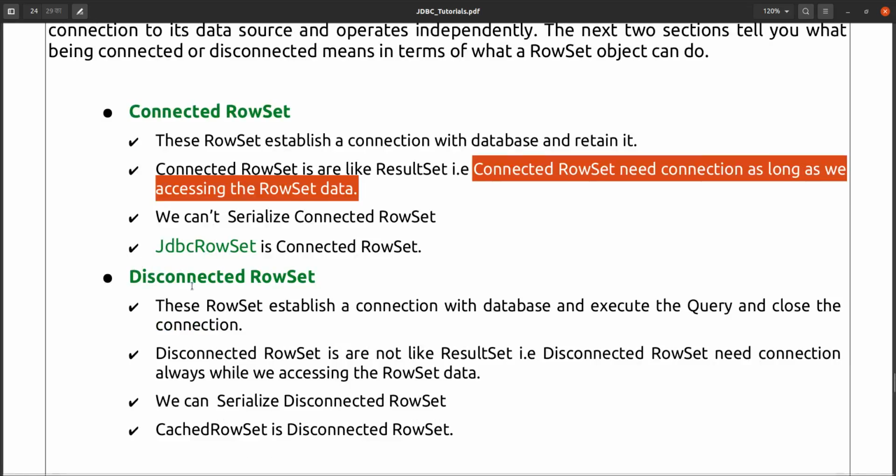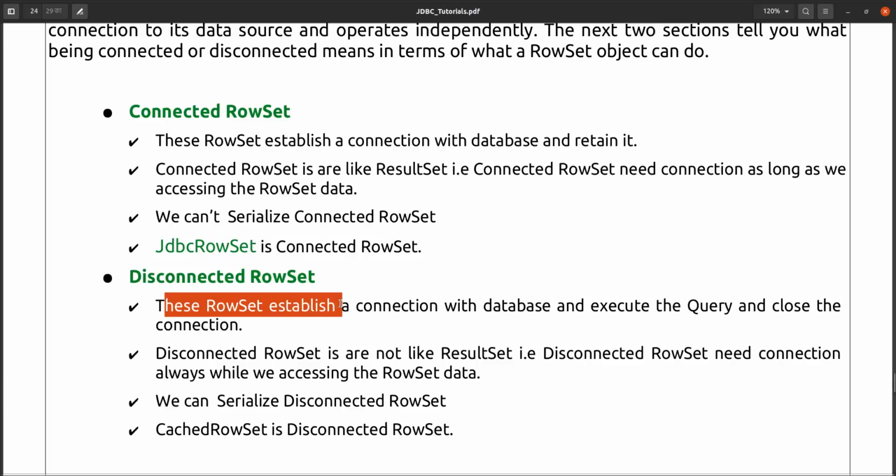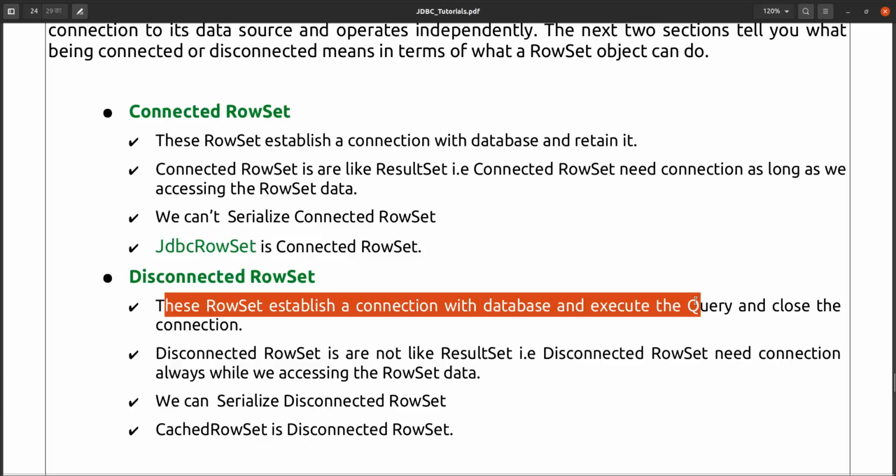And what is a disconnected RowSet? This RowSet establishes a connection with the database, executes the query and closes the connection. Suppose you have created a RowSet and executed a query. After executing the query, the RowSet is closed, but you made some changes and you have to reflect those changes into the database. You need not worry about that. Whenever you try to push the data, automatically it will create the connection and push the changes. So that's why it's a disconnected RowSet.